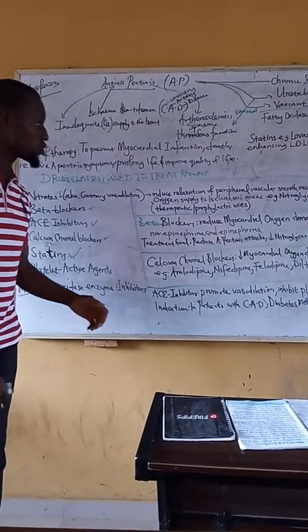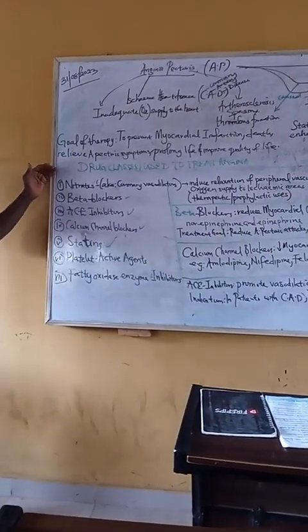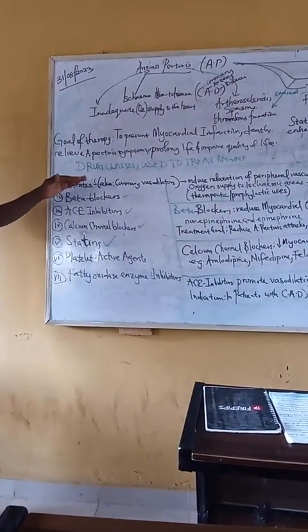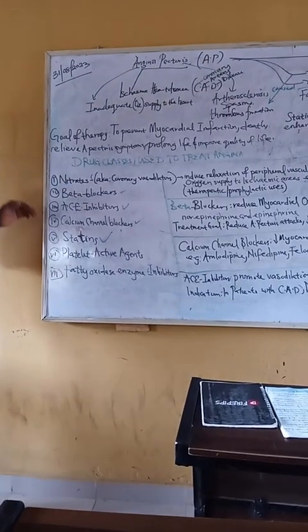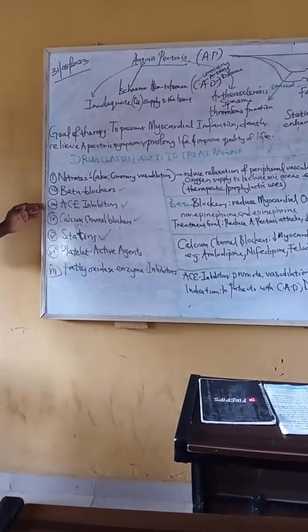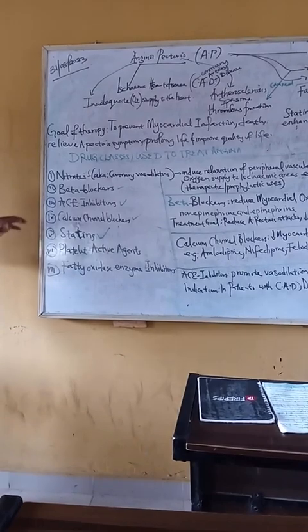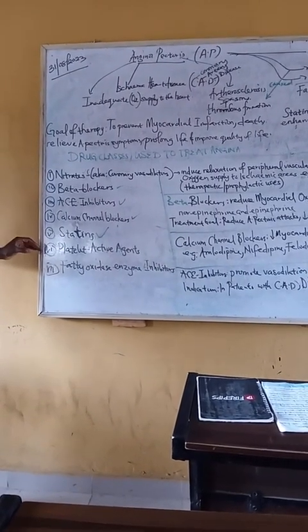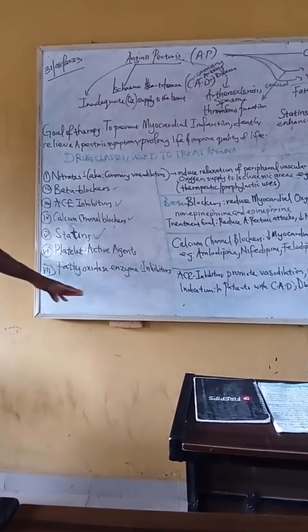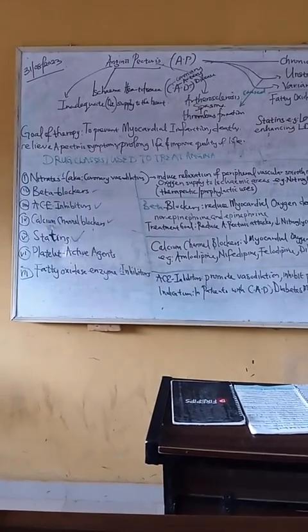What are the drug classes we could use to treat angina? They are listed here. We have the nitrates, also known as the coronary vasodilators. We have the beta blockers. We have the ACE inhibitors, the calcium channel blockers. We have statins, platelet active agents, and fatty acid oxidase enzyme inhibitors. So I'll start from nitrates.